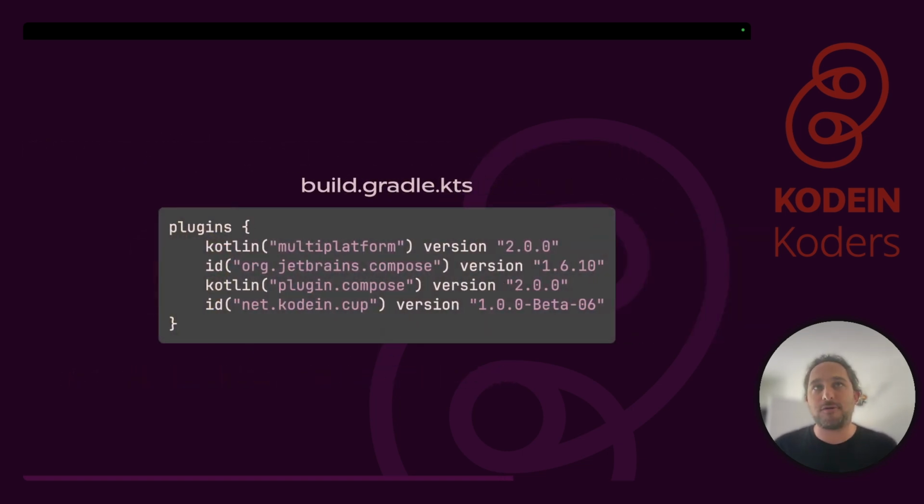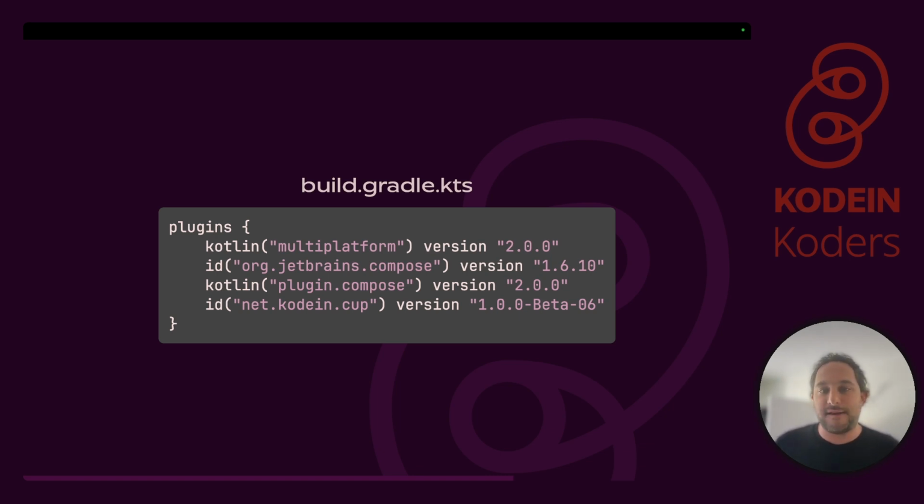Okay, so how do you create a presentation project? Well, just like every Kotlin multi-platform project, you start with a Gradle project and you apply those 4 plugins. The first is the Kotlin multi-platform plugin, because this project is a Kotlin multi-platform project. And the second and third are the Compose plugins. And yeah, that's because this project is a Compose multi-platform project. And finally, you have the Cap plugin.